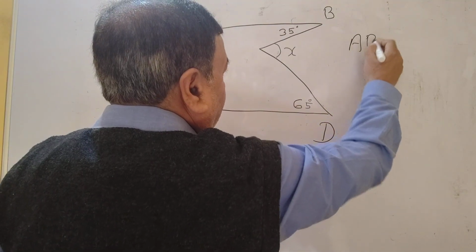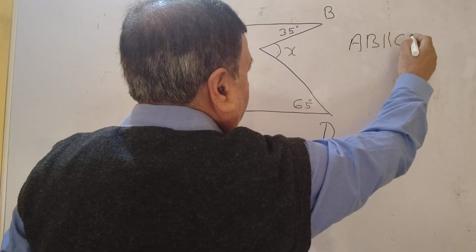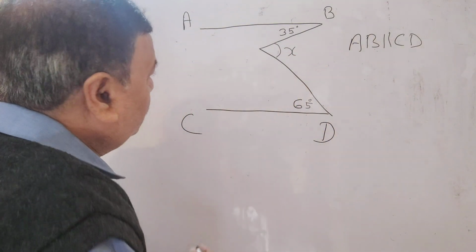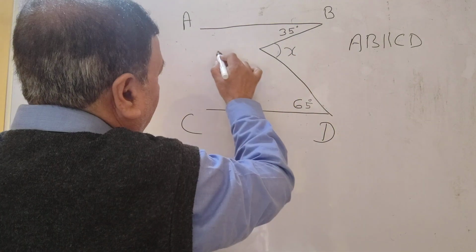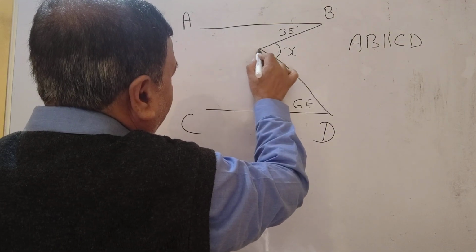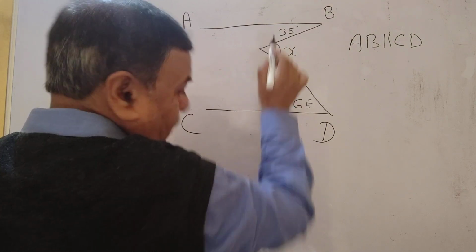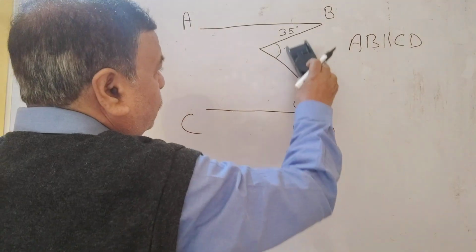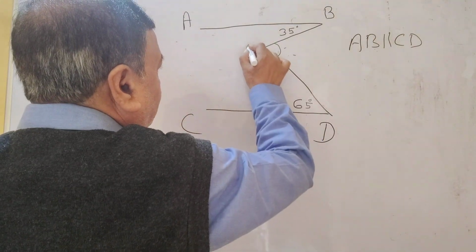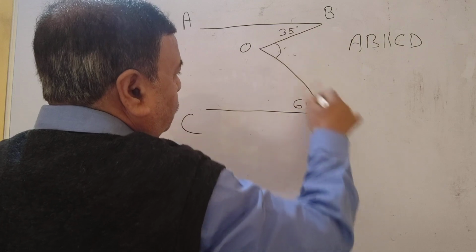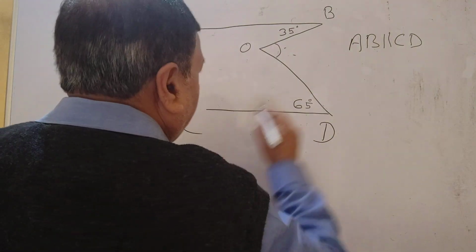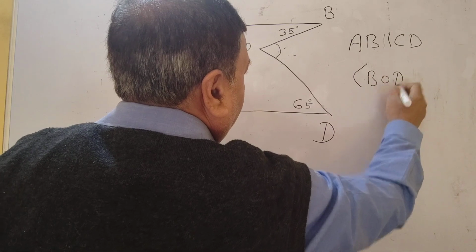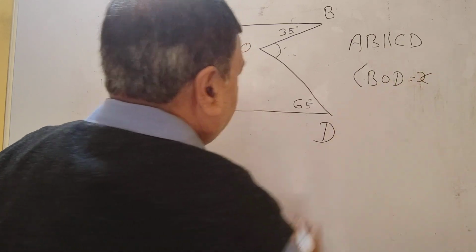AB is parallel to CD. This is given to you. Now, what we will do is, we'll draw a parallel line here. Let me rub this x. This is x. This whole angle is x. Suppose this is O. BOD is angle BOD. You need to find out x.